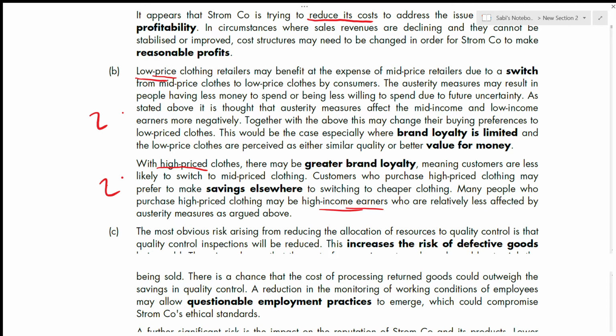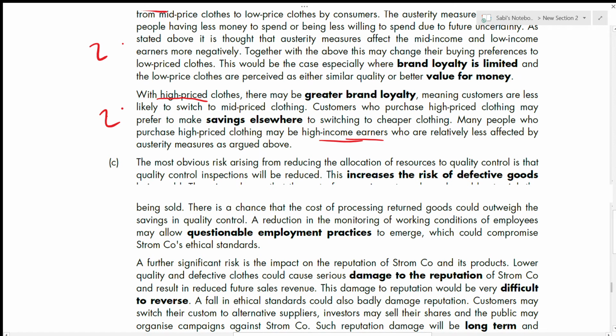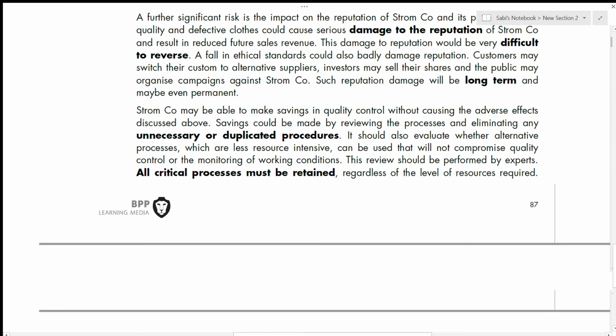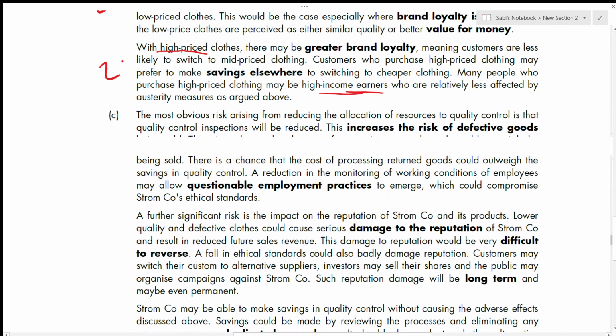Now let's go to C. C has asked you to discuss the risk of reducing the cost in quality control, and how you can reduce the negative impact. So let's read it. It was for 6 marks. Okay, so the most obvious risk arising from reducing the allocation of resources to quality control is that quality control inspections will be reduced, right?